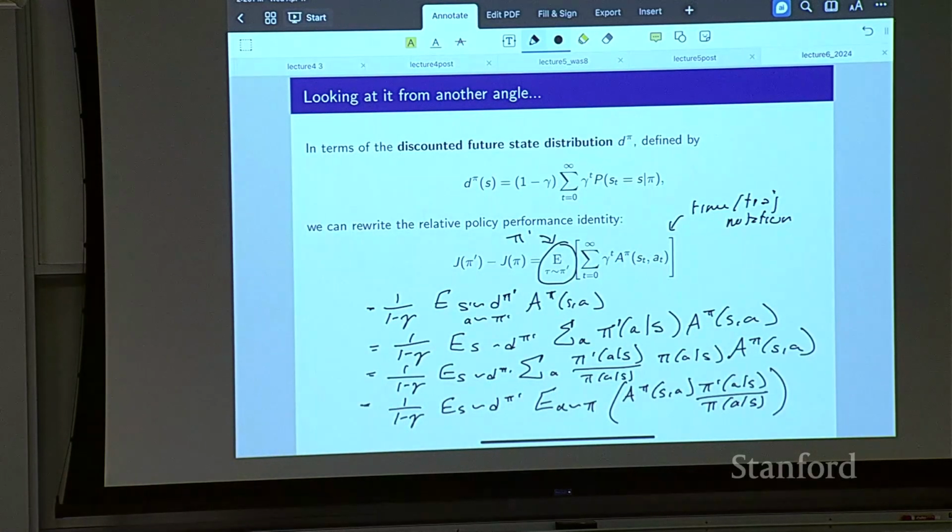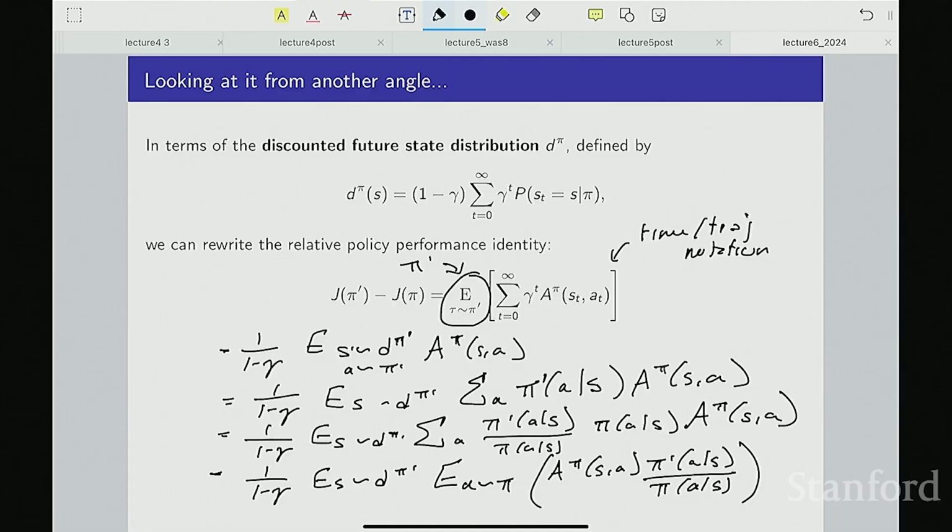And this is an instance of something called importance sampling, and we're going to see a lot more about that soon. But this is the first step I can do. So this is great, right? Because now I don't need to have samples from actions taken by my new policy, I can just reweight the data I already have. So that's super cool. But there's a problem, okay?